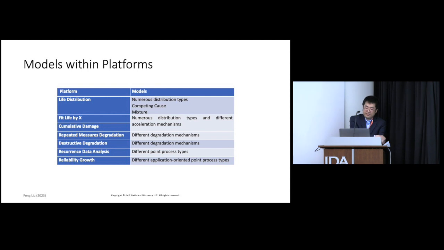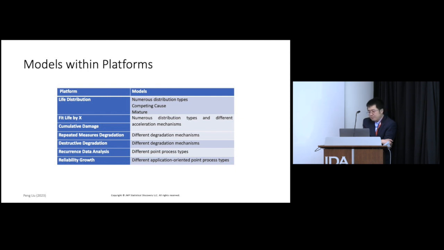So this slide is saying that within each platform, we have different models. You might already be overwhelmed by the number of platforms we have here. But within each platform, we have different models. So what does model mean? Model means different things to different audiences. You talk to engineers, you talk to the architects, they all talk about models. What that model means, they may mean different things. So in Life Distribution, numerous distribution types are provided, and each distribution type is a model.